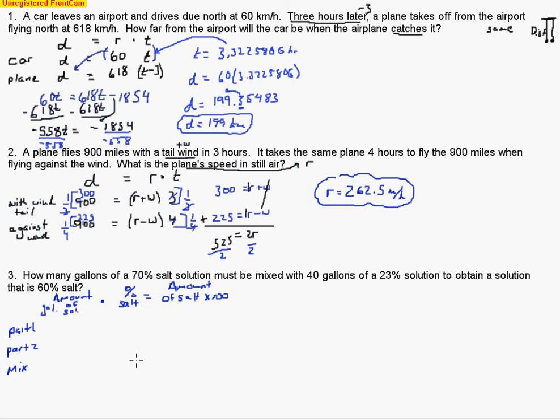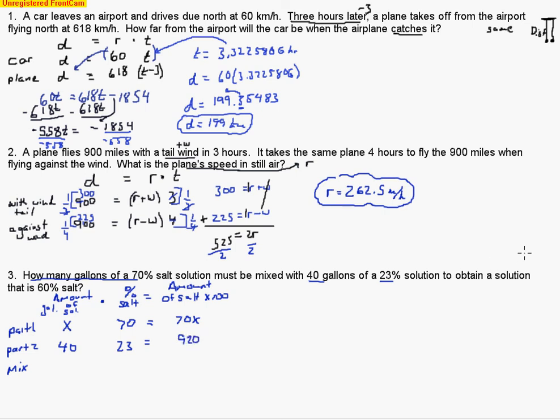So let's go ahead and read what we've got. It talks about how many gallons of a 70% solution should be mixed with 40 gallons of a 23%. So how many gallons? We don't know. So that's our X right there. How many gallons of the 70%? We don't know, so X of the 70%. We go ahead and multiply those. That makes 70X. Then over here, must be mixed with 40 gallons. Well, that's the amount of solution, 40 gallons, of a 23%. So we go ahead and multiply those 2 numbers, and we get 920.